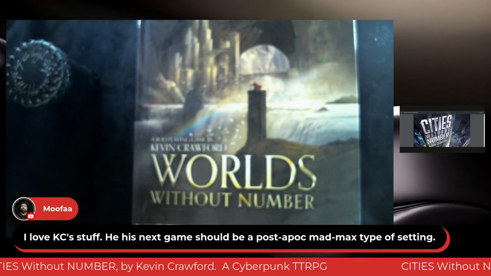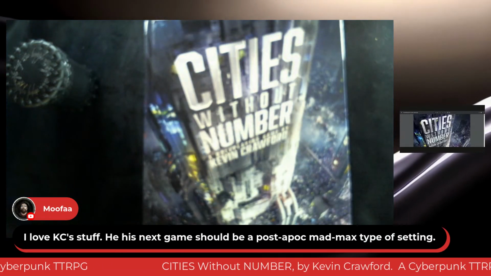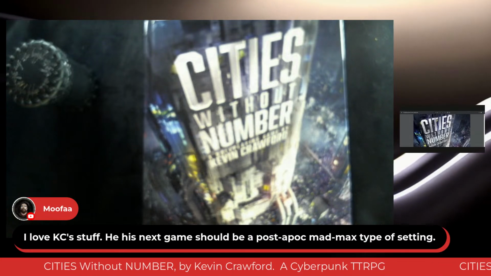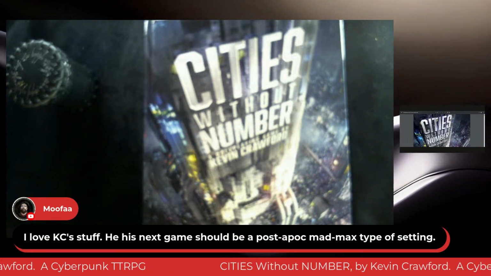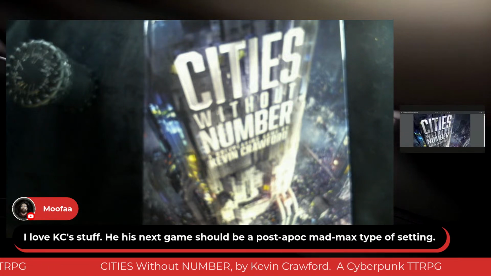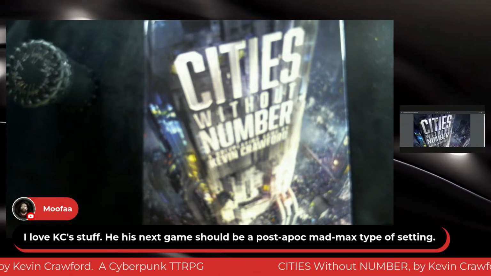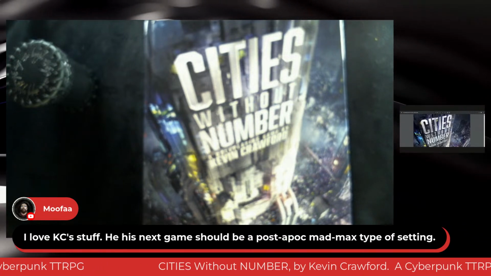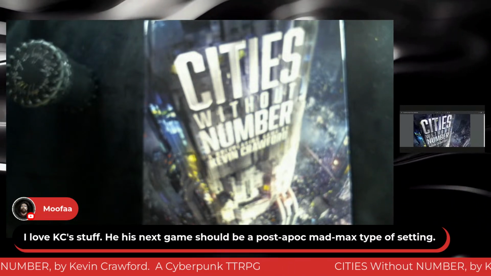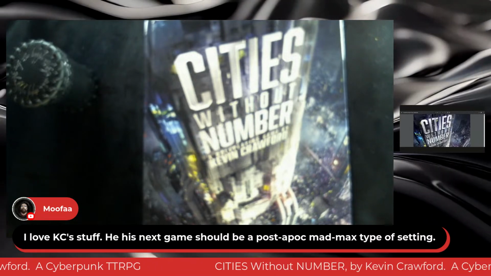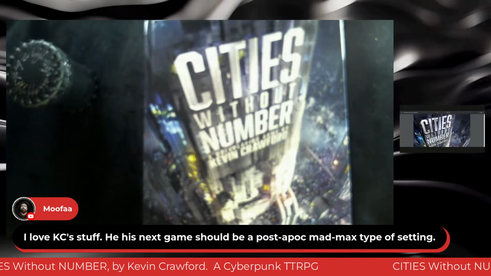And I believe, if I'm not mistaken, there is a free version of this. You know what? I'm gonna find this out. Let's see, free Cities Without Number, DriveThruRPG free Cities Without Number version. Here we go. Copy and paste.